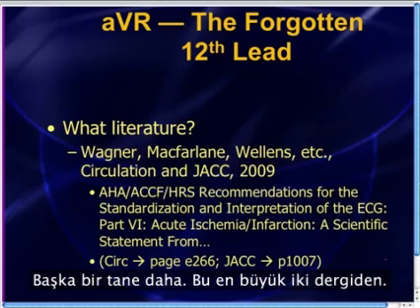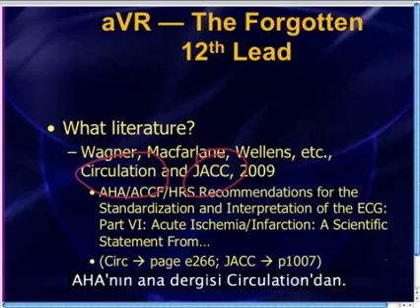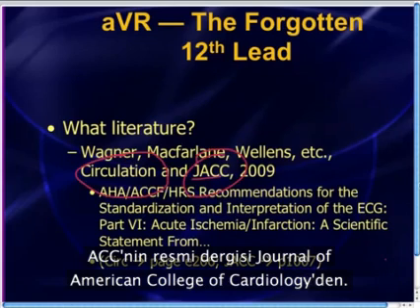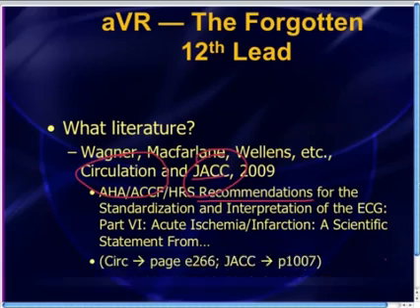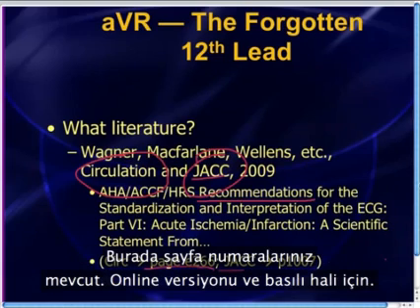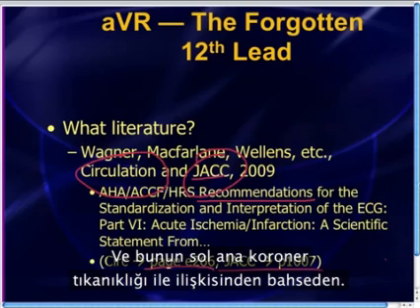Here's another one. This is from the two biggest journals in cardiology in the world, probably. Circulation, which is the main journal of the American Heart Association, and Journal of the American College of Cardiology, which is the official journal of the American College of Cardiology. Every handful of years, they revise their recommendations for how we are supposed to read the EKG. There's your page numbers if you're online or in print. There's your page numbers that talk about lead aVR and its concerns for left main coronary artery occlusion.